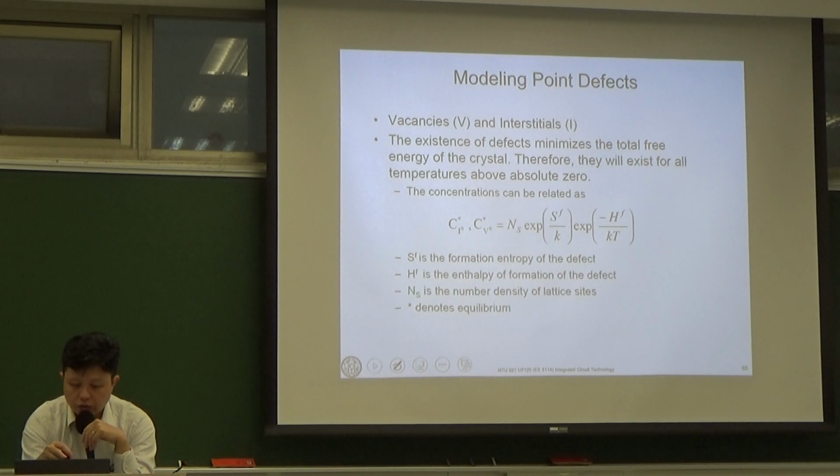Okay, the point defects in the last lectures we talked about are V and I, which means vacancies and interstitials. Because those defects help reduce the total free energy of the crystal, which means they give you a more stable crystal, that justifies their existence at finite temperatures, right? As long as it's not equal to absolute 0.